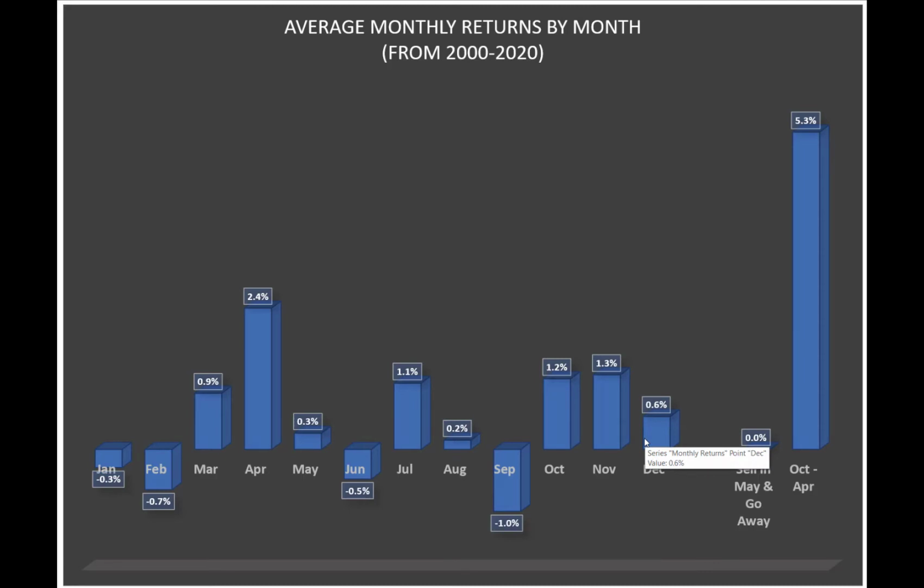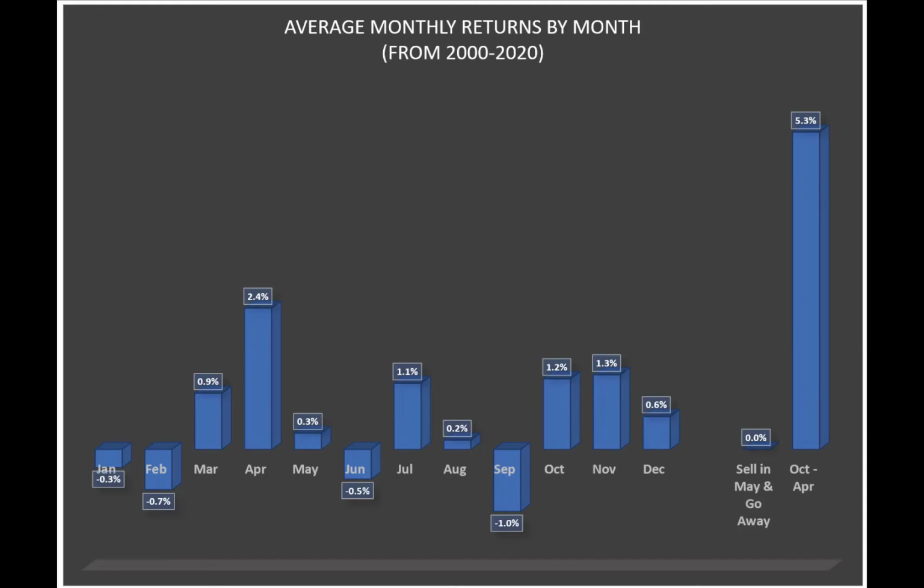There was an old adage called sell in May and go away, and what they basically meant was go away till October. And so if we sold in May and bought back in October, the period returns from May, June, July, August, and September are 0%. And all the returns of the market come from October to April, which you can clearly see by this chart.